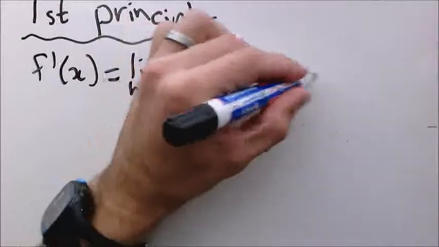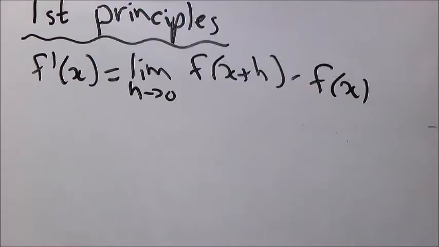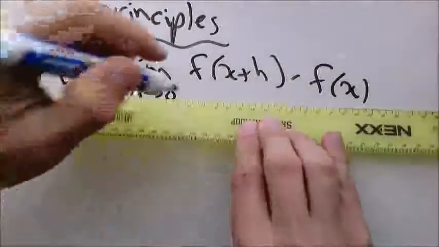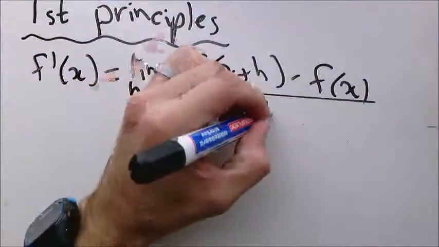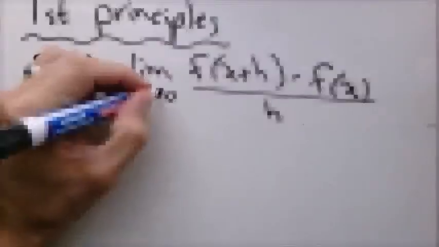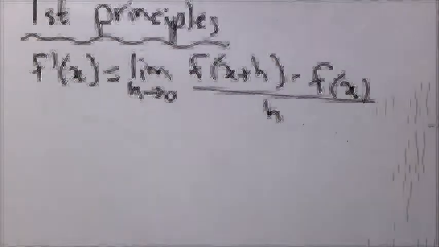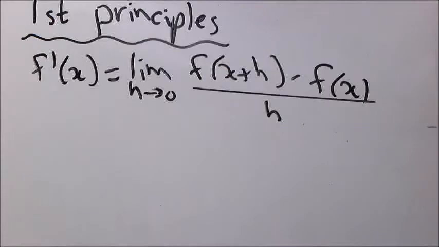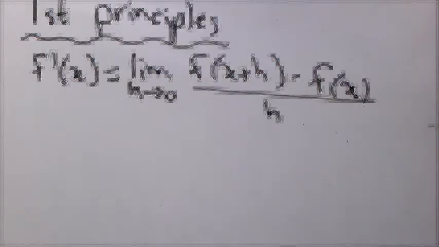You would remember we derived this from the average gradient, and then we use limits to get all the way to there. So this is your starting point. Always first principles, you have to start there. You cannot start any other place. I'm going to show you a few examples of different types of equations.